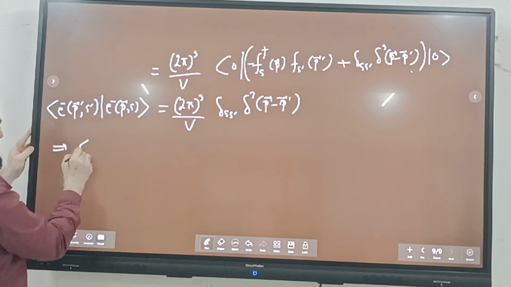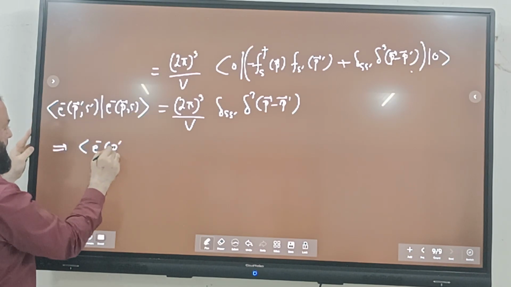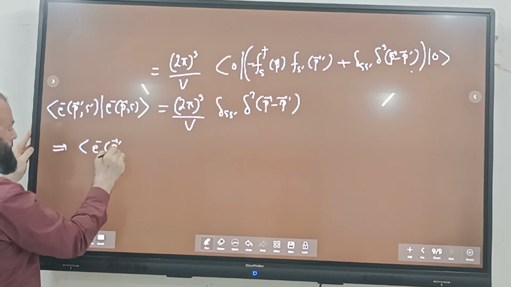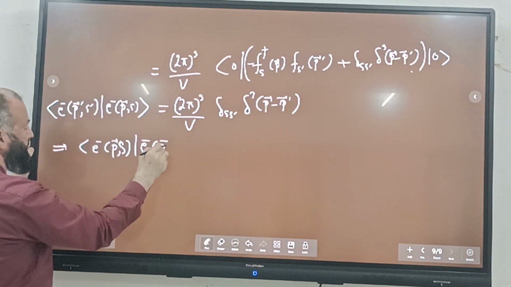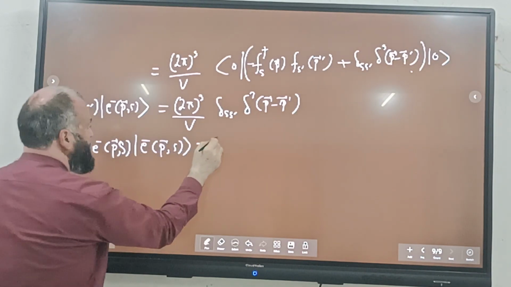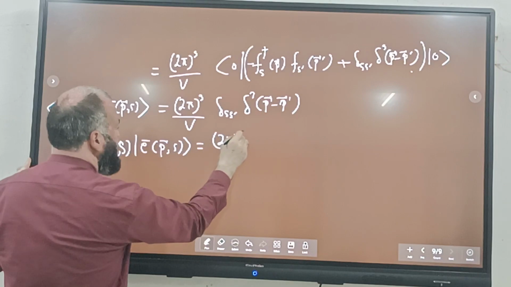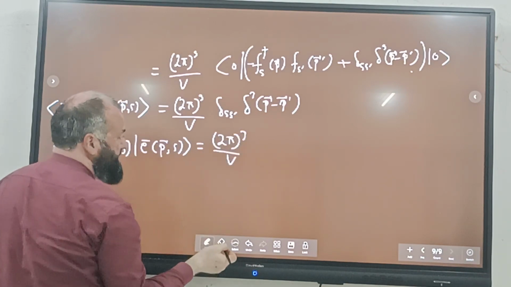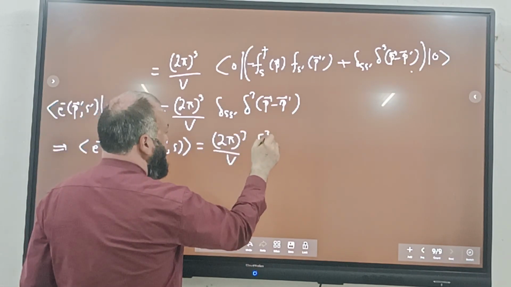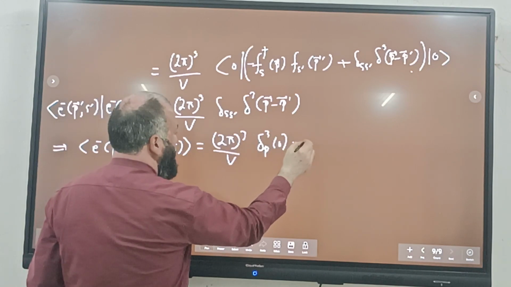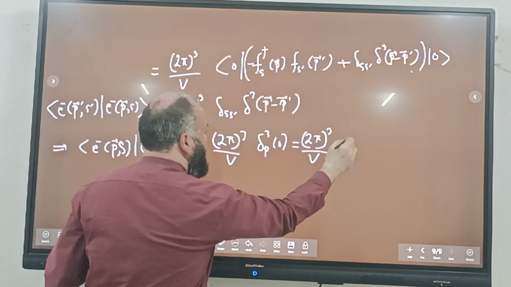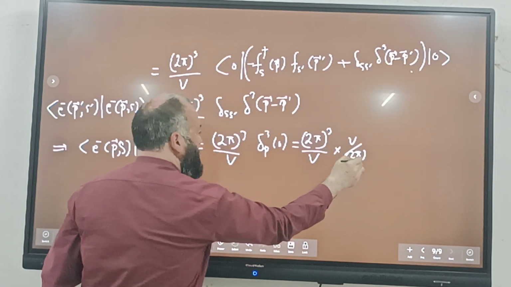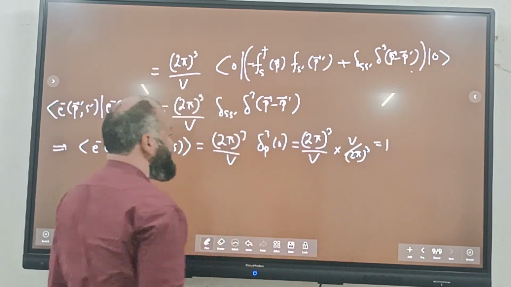Which implies therefore you are having E S, okay? So S E P S, the same thing. So it will be something 2 pi Q by V. Delta SS is 1. So it will be simply delta 3 P 0. So that is 2 pi Q, the box normalization. So it's equal to V by 2 pi Q. So that's equal to 1.